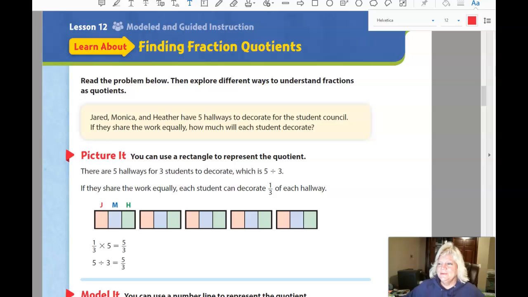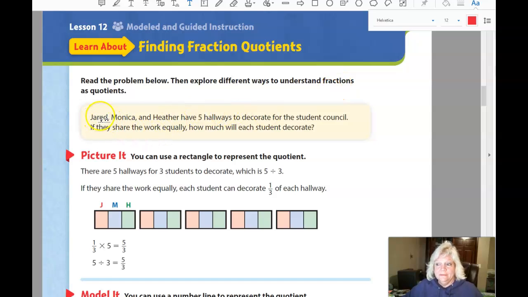All righto. We are at lesson 12. The second part of this lesson is still doing division. We're still finding the quotient. Quotient goes with dividing. We have dividends, divisors, and quotients. So read the problem below, then explore a different way to understand the fractions.